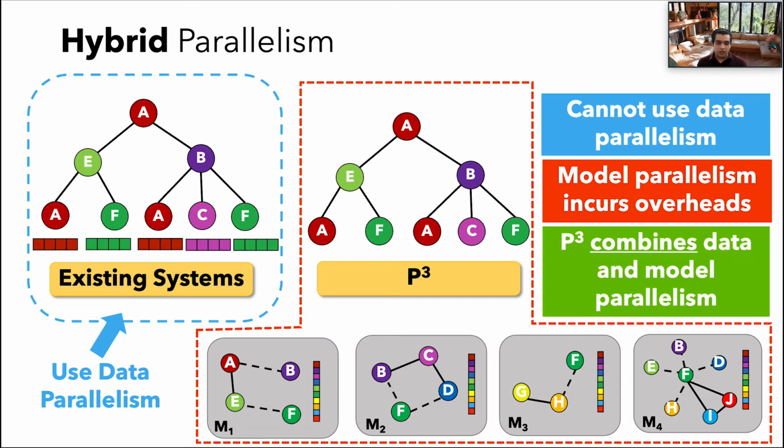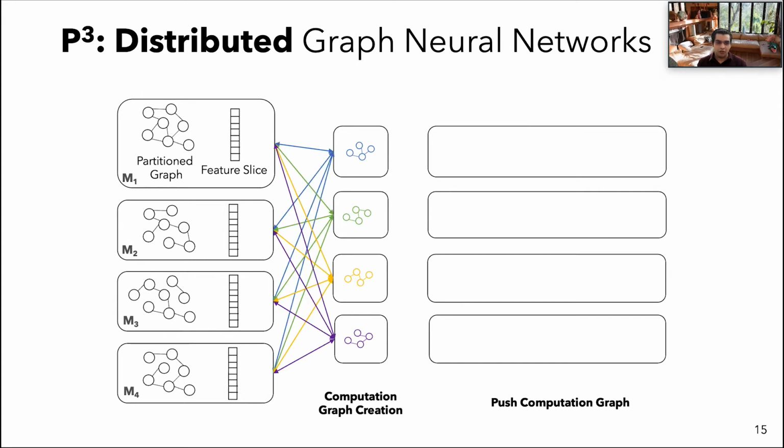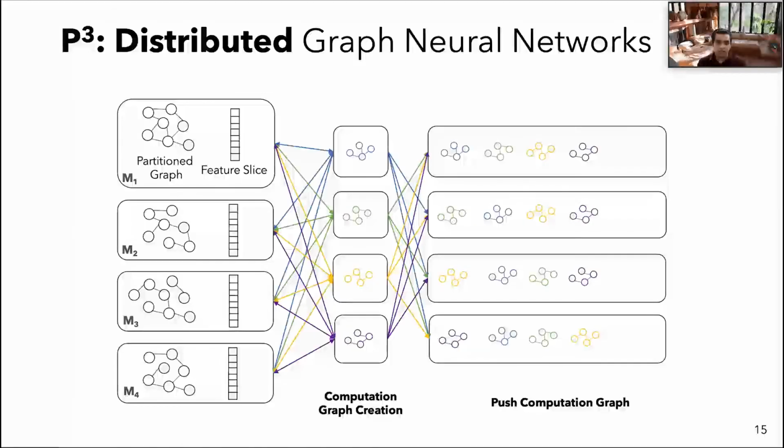Instead, in PQ, we use a hybrid of data and model parallelism for distributed training. In this hybrid model, each machine first creates the computation graph for every node in its mini batch. This requires communication with other machines. Once this is complete, PQ pushes the generated computational graph to all machines. Notice how computational graph in PQ only consists of structural information and is therefore compact. In the end, each machine holds generated computational graph and slices of feature vectors.